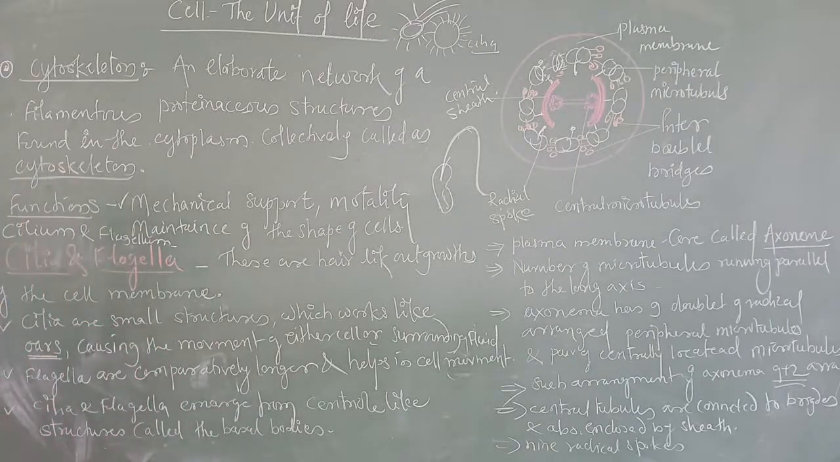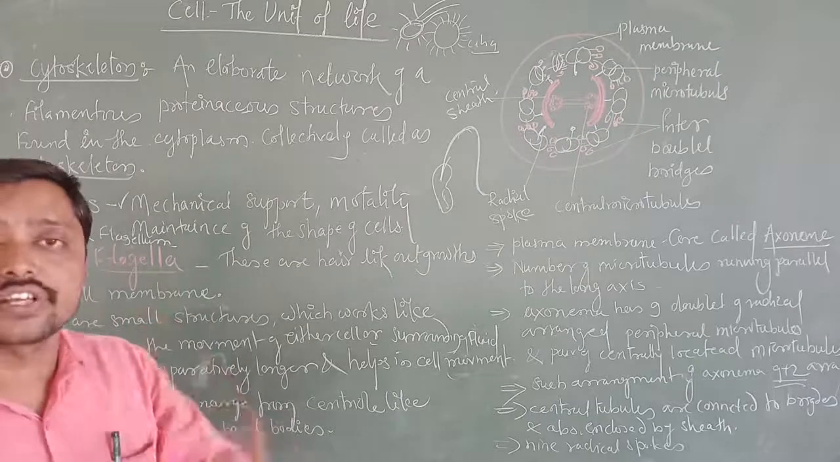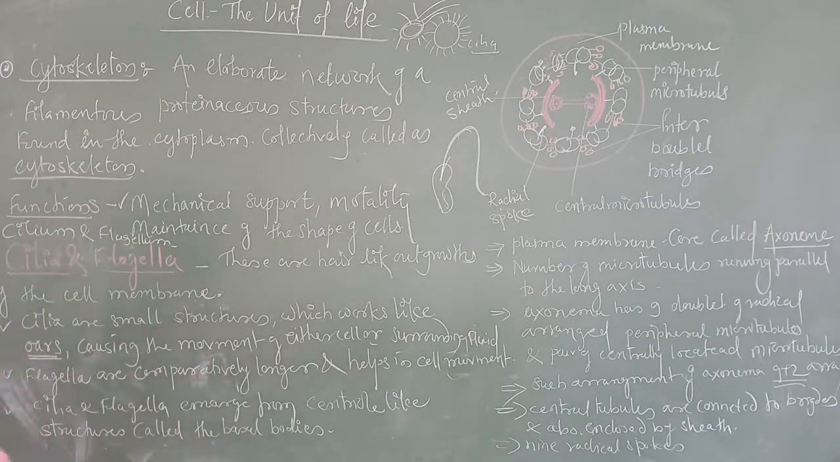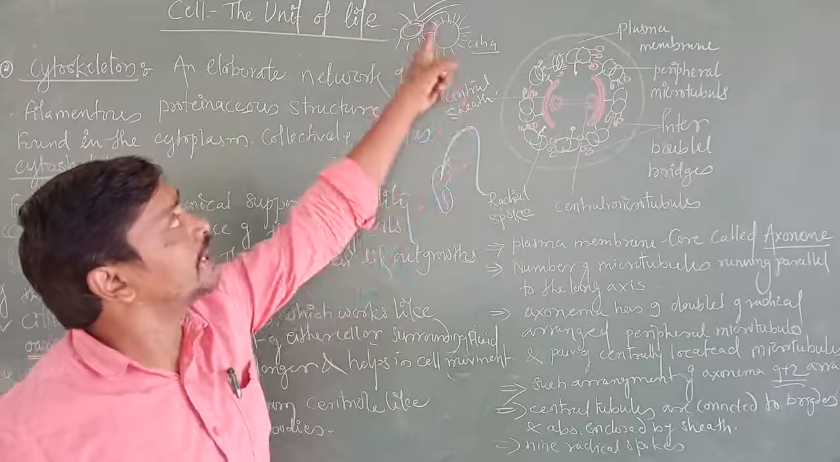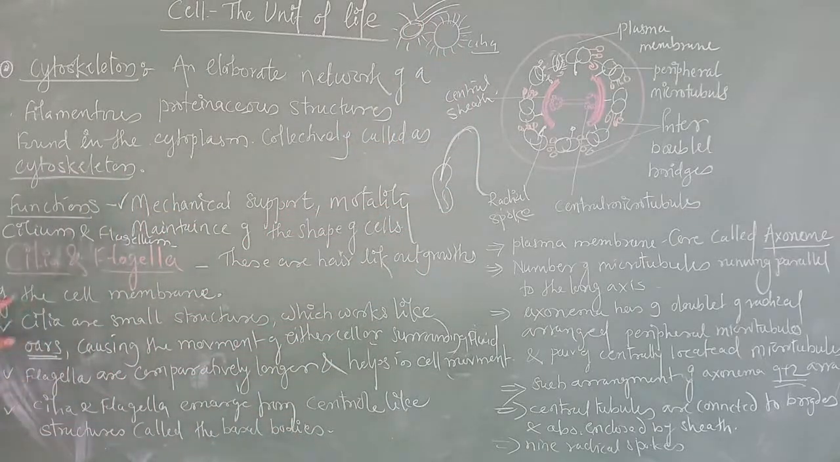So in today's class, we are going to study in detail the structure of a flagellum or cilium. First, we start with where you find the cilia and flagella. These are hair-like outgrowths of the cell membrane.